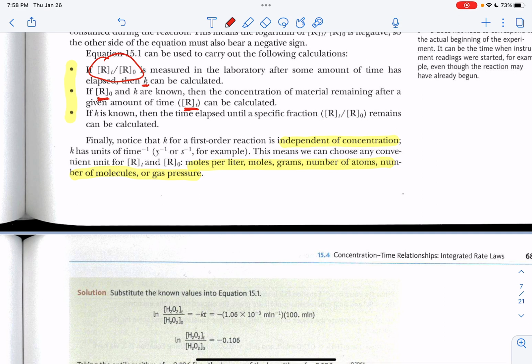Notice that for a first order reaction, K is independent of your concentration. We're looking at the change in the concentration from some beginning point, the little letter 0, to some final point at time t. That means that in this fraction, it doesn't matter what R is. It could be molarity. It could just be moles. It could be grams. It could be number of atoms, number of molecules. It could be gas pressure. It doesn't matter because their units are going to cancel out in the fraction.